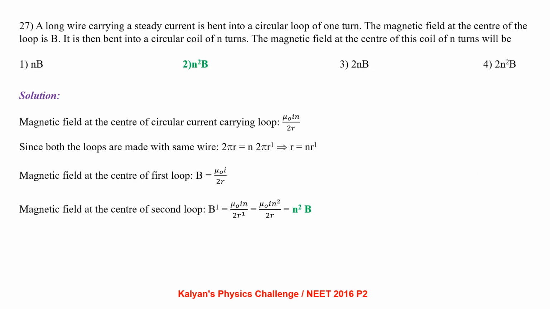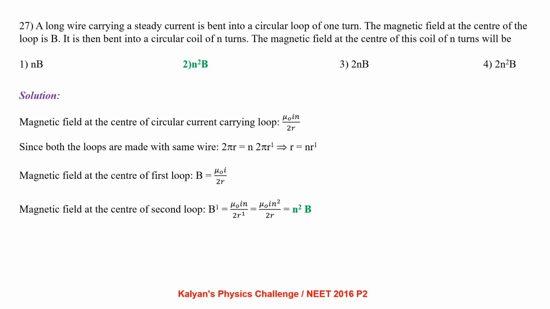A long wire carrying a steady current is bent into a circular loop of 1 turn. The magnetic field at the center of the loop is B. It is then bent into a circular coil of n turns. The magnetic field at the center of this coil of n turns will be. Magnetic field at the center of a circular loop is given by μ₀In/2R, where n is the number of turns, R is the radius of the loop.